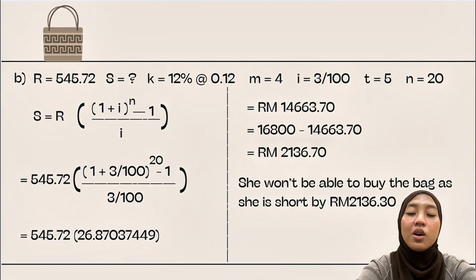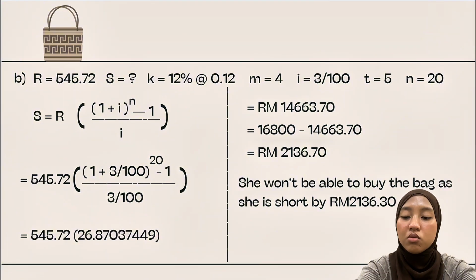For the next question, we are going to find how much money Datuk Sri Vidya has in her saving account 5 years after she bought the Fendi Sunshine Leather Black Bag, and whether she will be able to buy the Hermes Epsom Kelly bag at that time. So as usual, we are going to list out all the information, and we will be using the same formula, which is S equal to R in bracket 1 plus i to the power of n minus 1, divided by i. Then substitute all the information into the formula, and you will get 14,663 ringgit 70 cents as the amount that she has in her saving account.